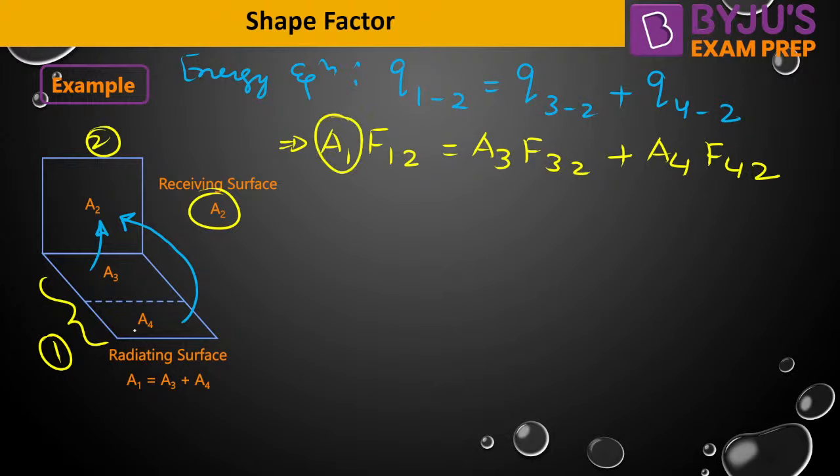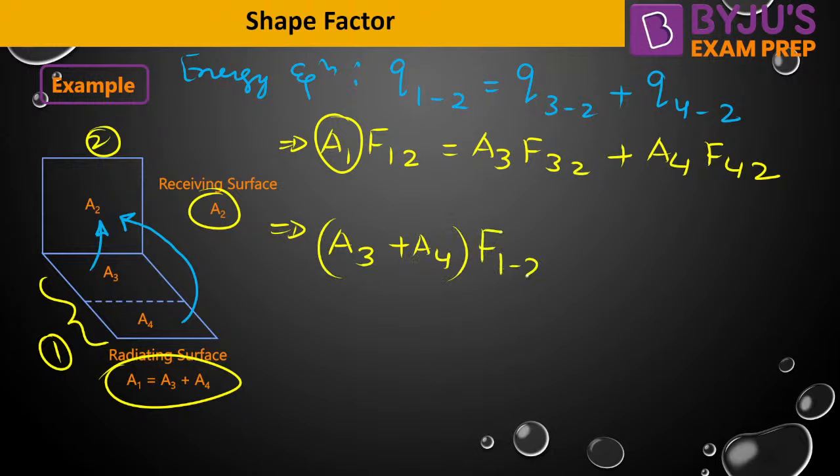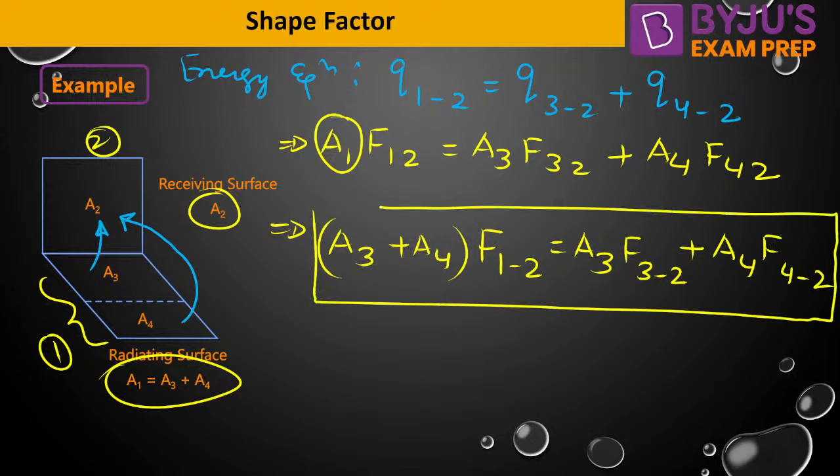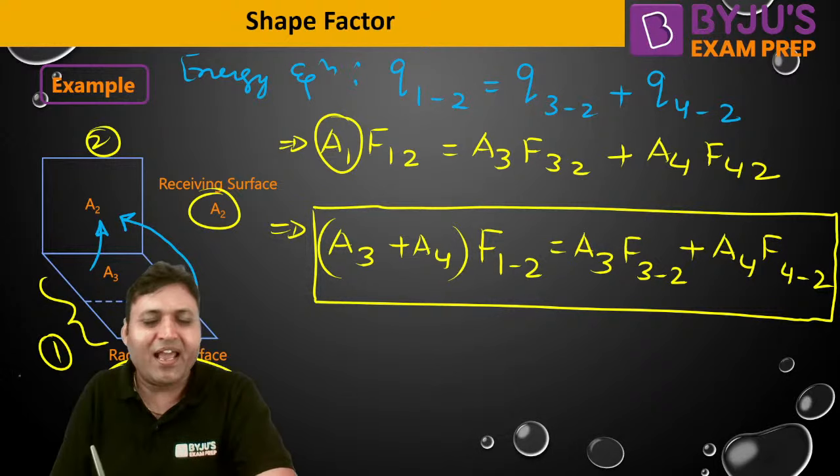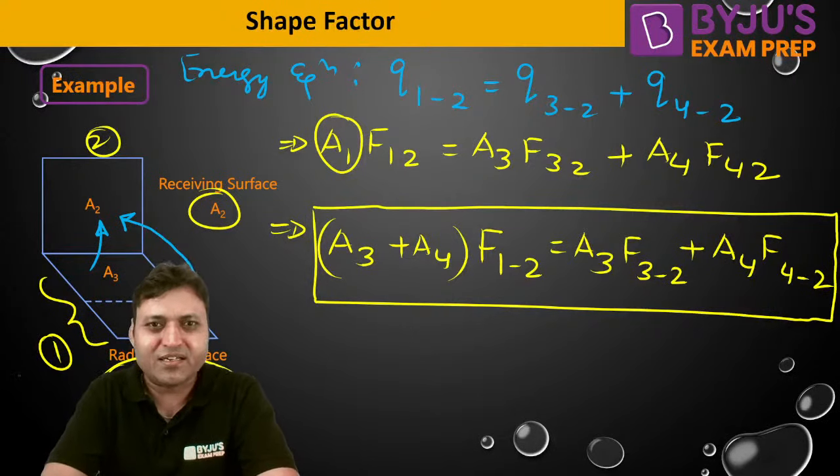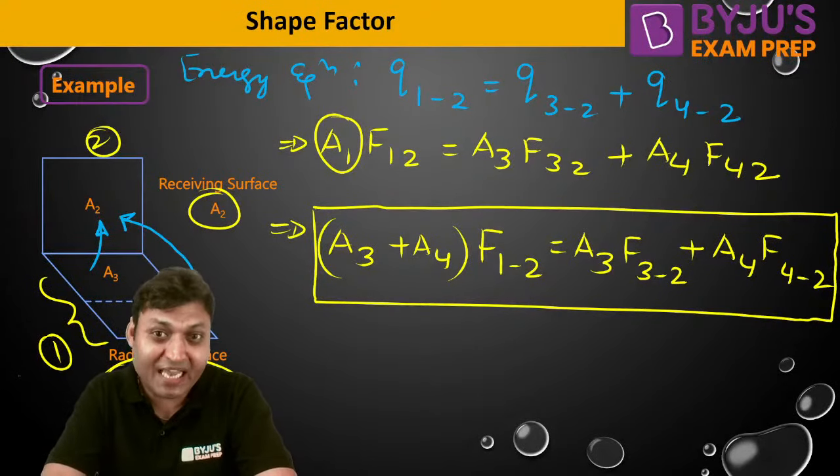And A1 can be written as A3 plus A4. So the final expression is (A3 plus A4) multiplied by F1 to 2 is equal to A3 F3 to 2 plus A4 into F4 to 2. That will be the relation used to find any unknown. I hope it is clear. Here the area will not get cancelled out, because the areas are not the same.